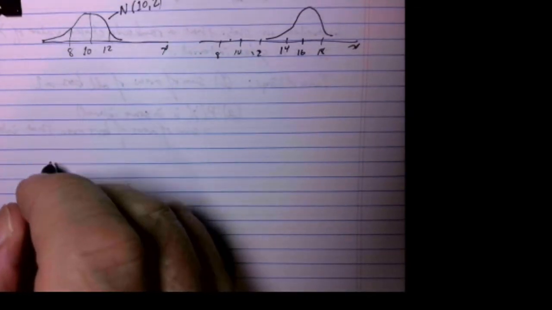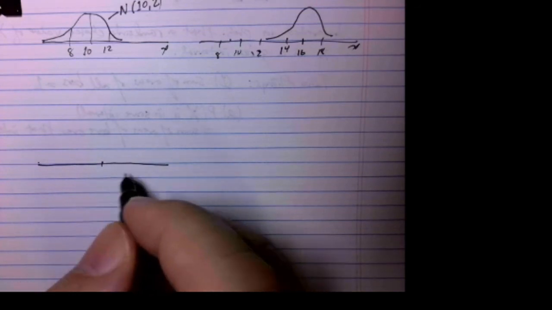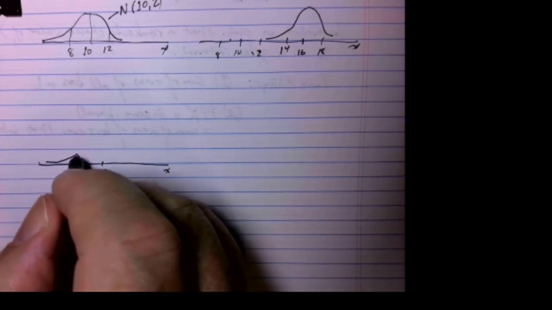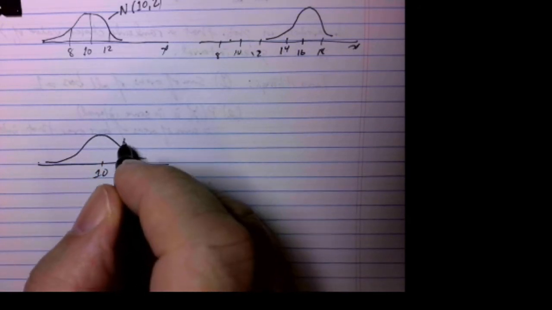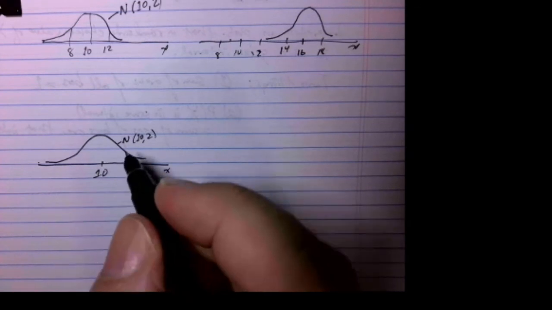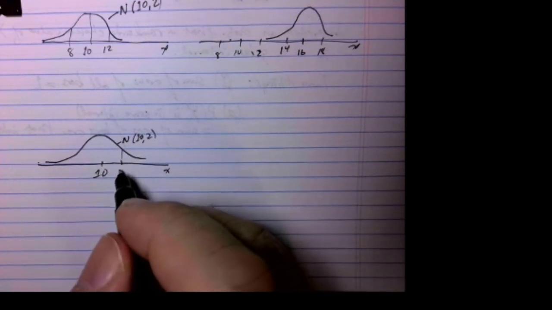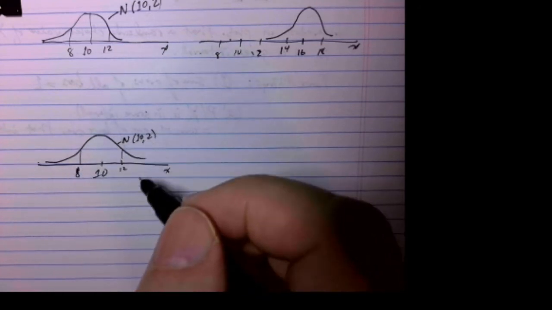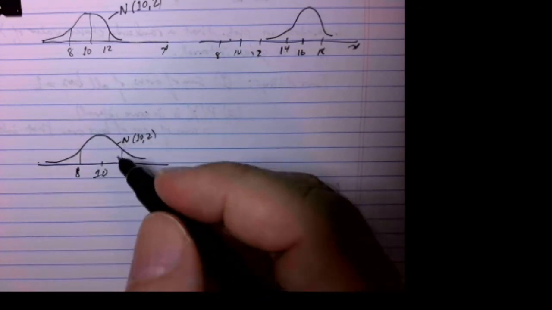What happens if you change the standard deviation? Well, so again, x-axis, and here's the mean. Oh, I'm going to use this one again. And let's do this. So we'll make this N of 10, 2 again. Standard deviation 2. So here's 12, there's 8. All right. Now what happens if I change to standard deviation 1?